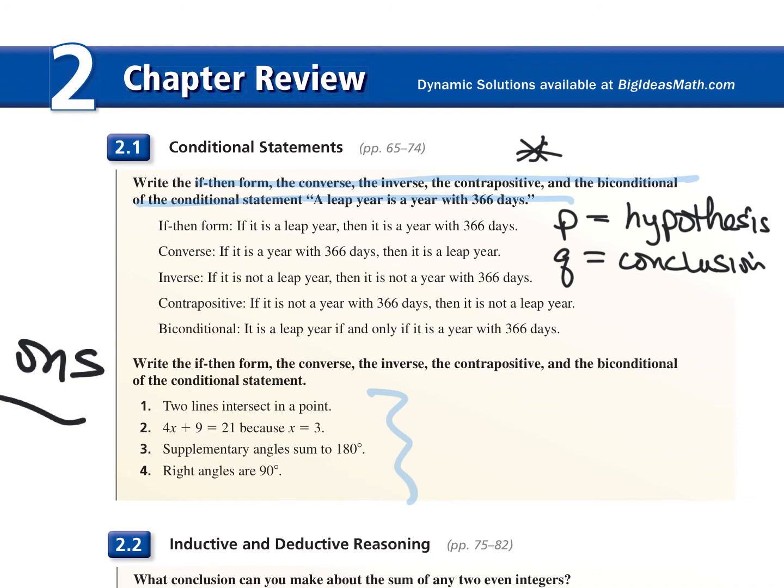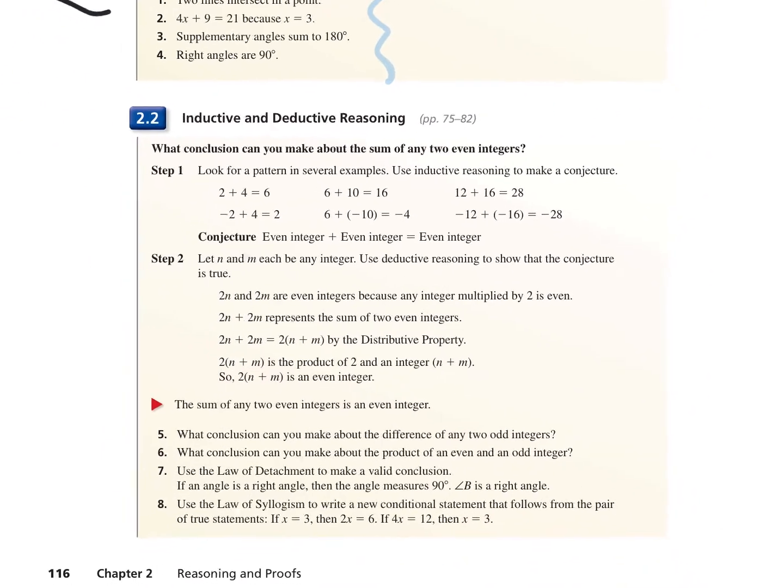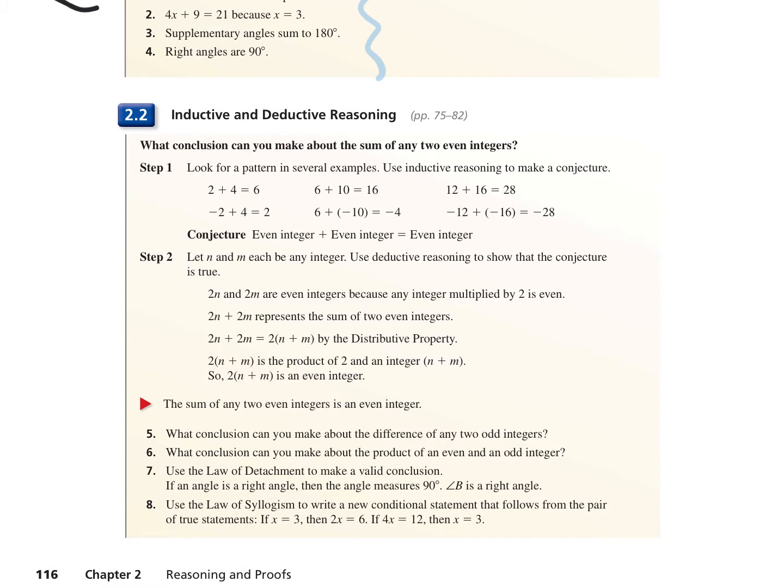Then in section 2.2, this is where we learned about inductive and deductive reasoning. So know the difference. This was on the quiz. Remember that inductive reasoning is based on a pattern or your observations to make up this pattern. And then deductive, it's based on facts, rules, definitions, properties. Also in section 2.2, you also need to know the laws of logic and how to apply them.